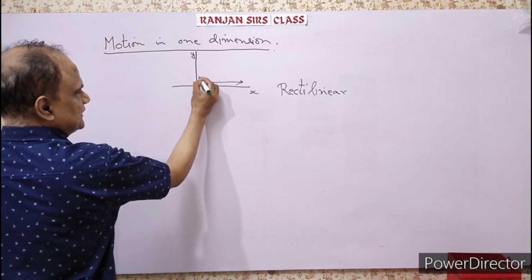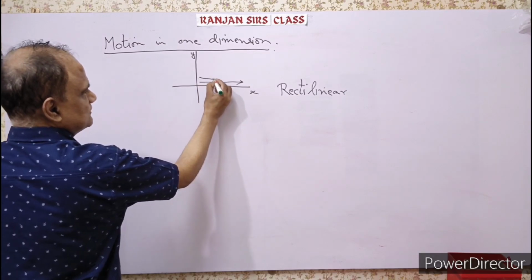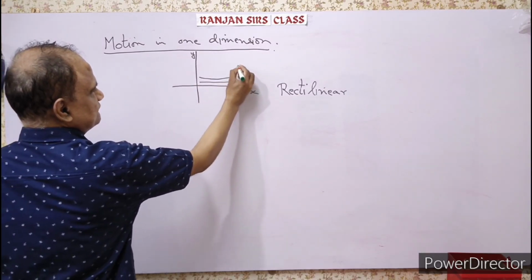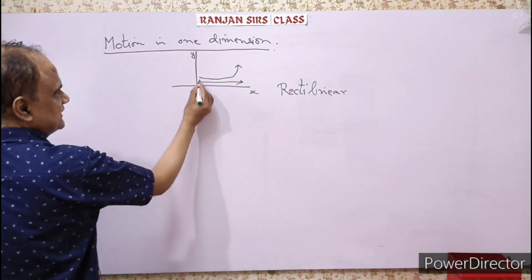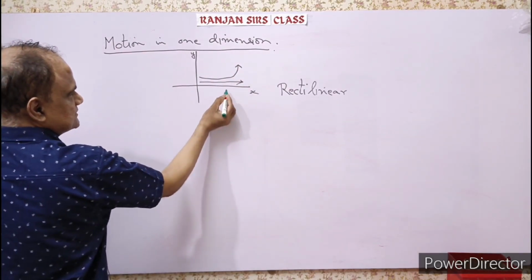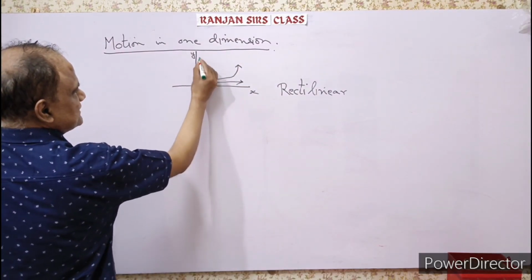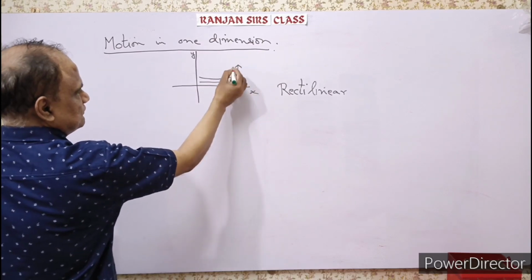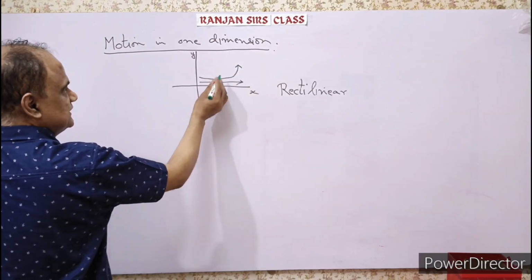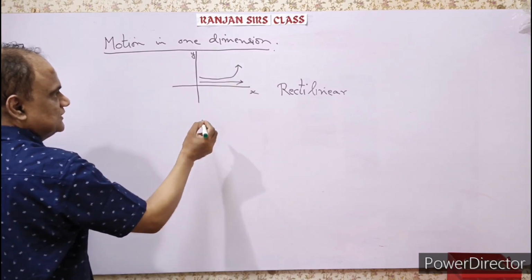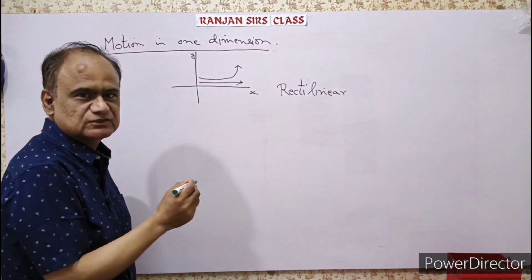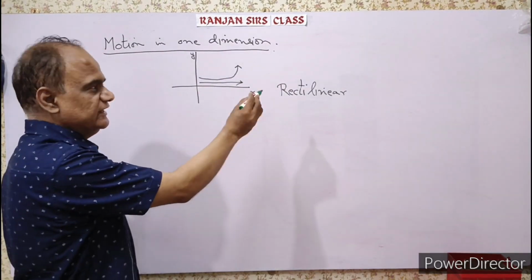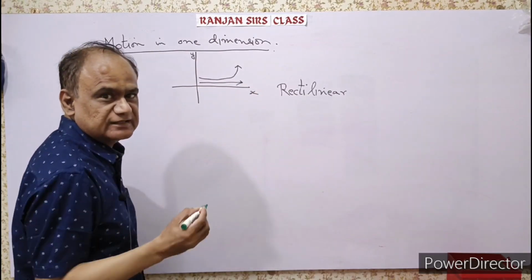And suppose there is a turn or a curve in the motion, suppose you are going like this and then you have taken a turn. That means there has been some motion along the x-axis and there has been some motion along the y-axis also. So that will be a motion in two dimensions. That is not a rectilinear motion. So in this chapter we are concerned only with motion in one dimension, that is along a straight line.